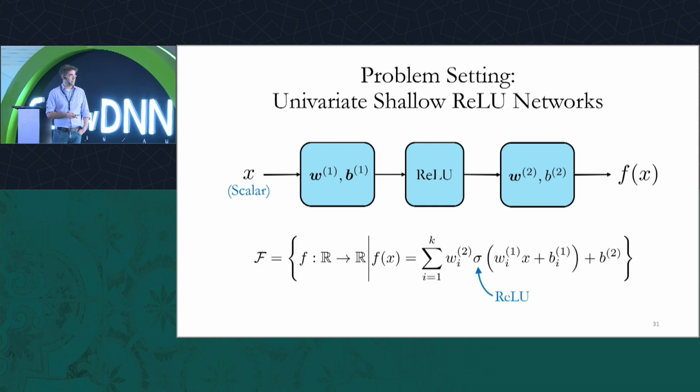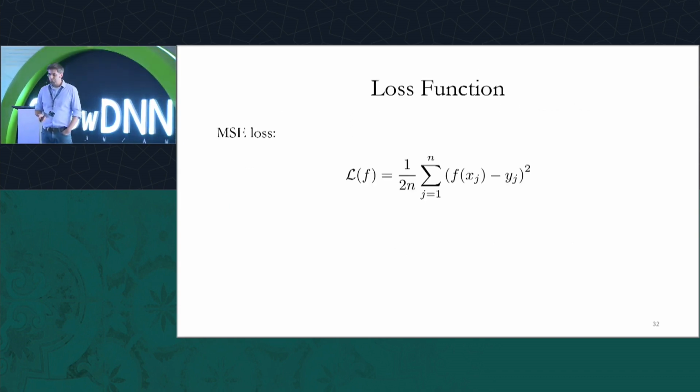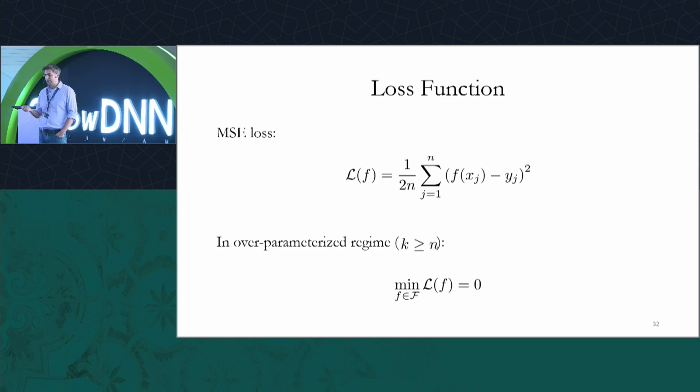So this is the function we have, the neural network, and we have a ReLU activation function. We denote by this calligraphic F the set of all functions of this type, all the ReLU functions. For a given k, it's a piecewise linear function with k knots, k breaking points. And we train this using a quadratic loss, MSE loss, on all the data points.